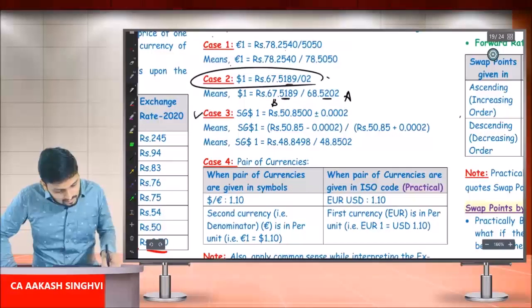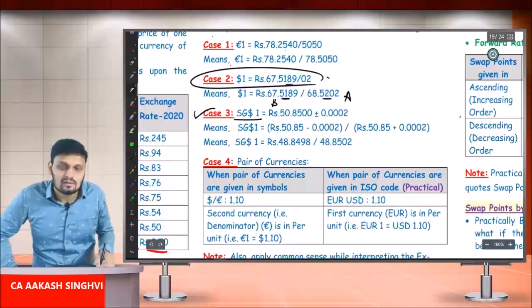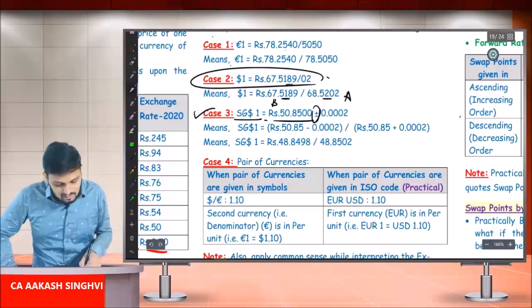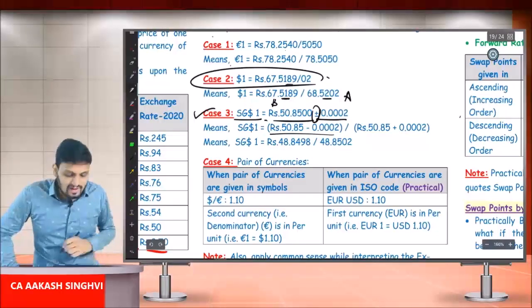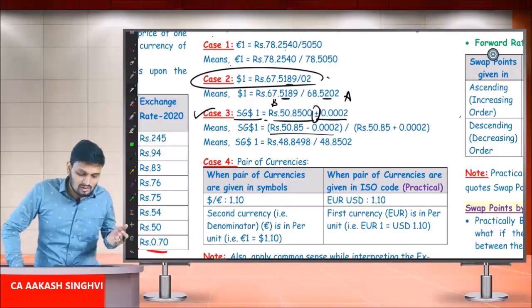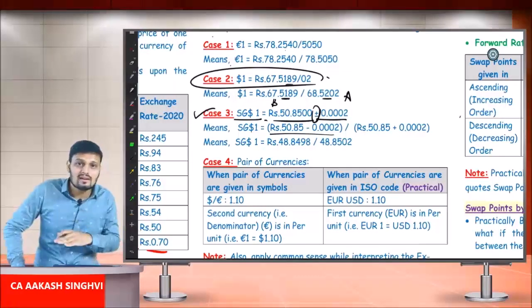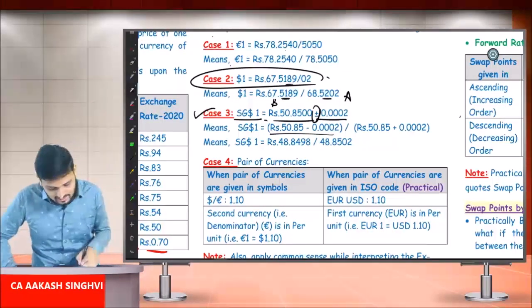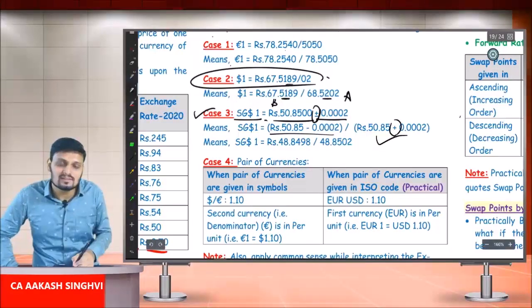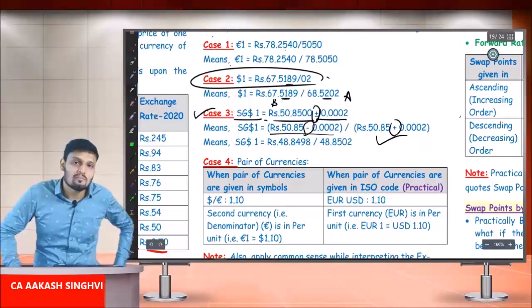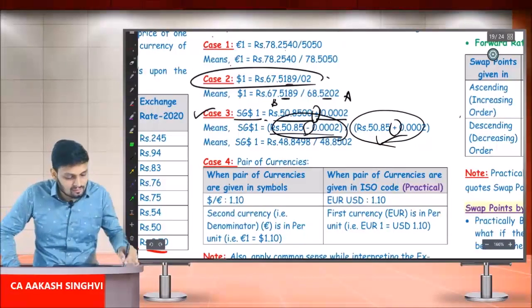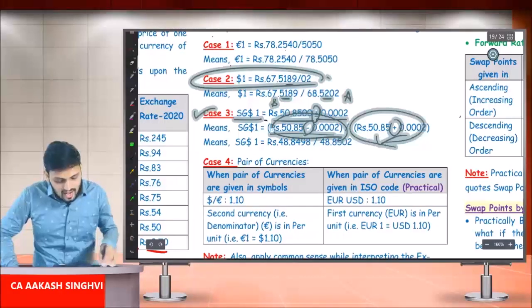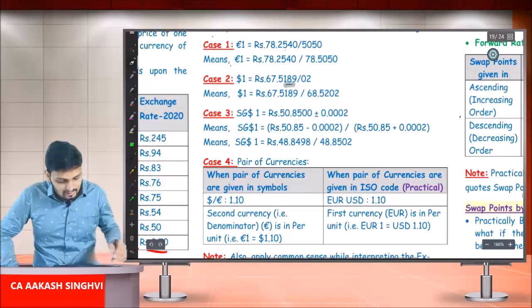Reply. Case 3. Singapore $1 equals 50.8500 plus or minus 0.0002. What does this mean? 50.85 is the normal constant, minus 0.0002 will give you the bid rate, and plus 0.0002 will give you the ask rate. As simple as that. Obviously you will add for ask and you will reduce for bid, because you want to buy at as low a rate as possible and sell at as high a rate as possible. That is why we have added and reduced in this particular case 3.